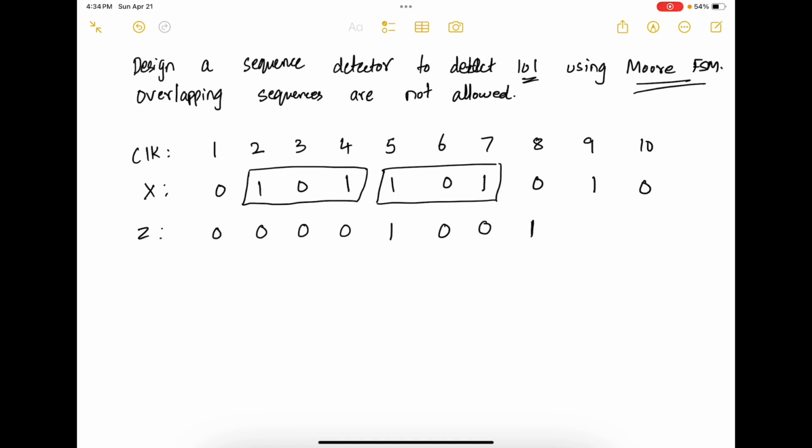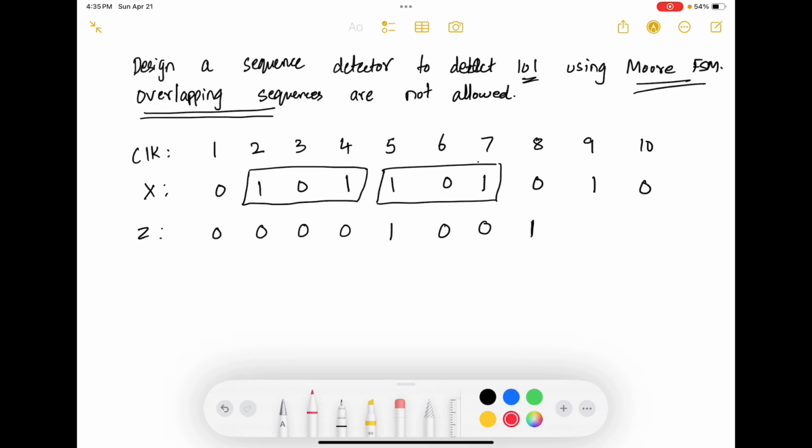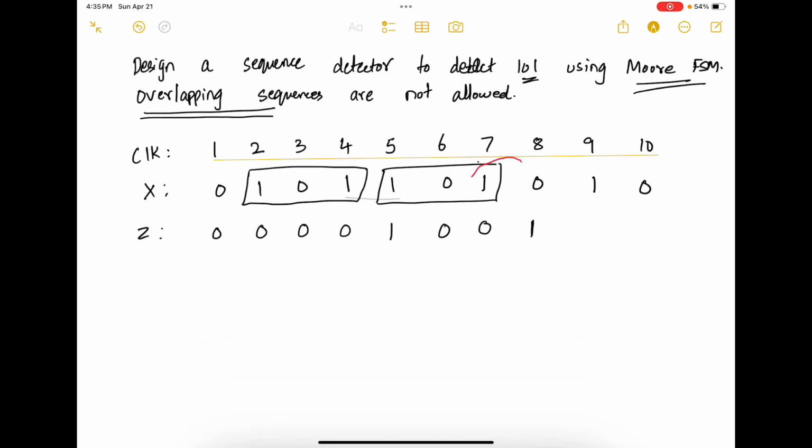So if you think about this, you have 1, 0. But if you read this, it says overlapping sequences are not allowed. So this is an overlapping sequence and it is not allowed. Your sequence has to be unique. So this one here is unique and this is unique as well. But there is an overlap between sequence 2 and sequence 3, so your output is still going to be a 0.